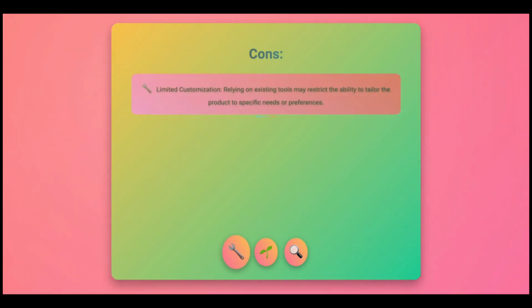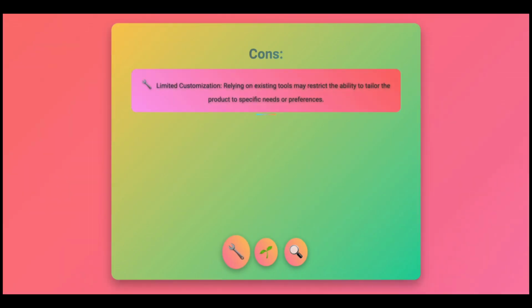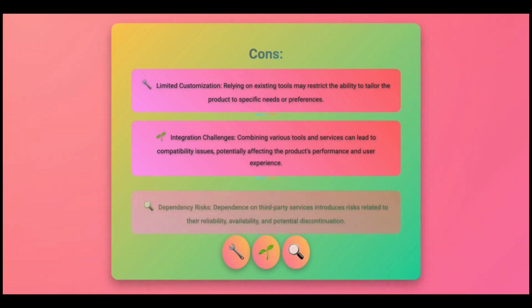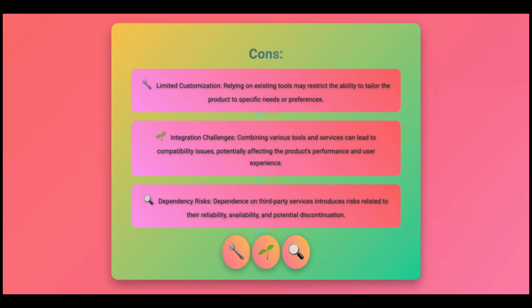Cons: limited customization. Relying on existing tools may restrict the ability to tailor the product to specific needs or preferences. Integration challenges. Combining various tools and services can lead to compatibility issues, potentially affecting the product's performance and user experience. Dependency risks. Dependence on third-party services introduces risks related to their reliability, availability, and potential discontinuation.